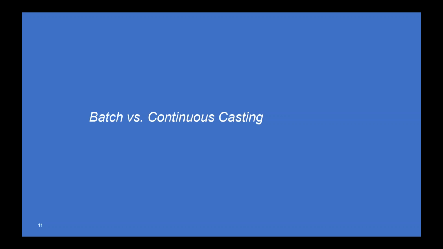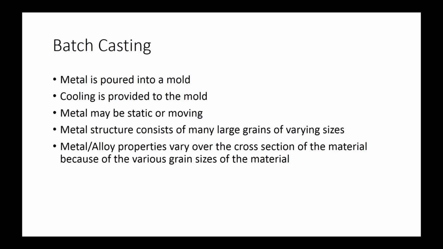Well, let's talk now about casting, because that's what we're supposed to be talking about today. But I'm going to start with batch casting versus continuous casting. Just for definition purposes, batch casting is where you take the metal, molten, and you pour it in a mold.